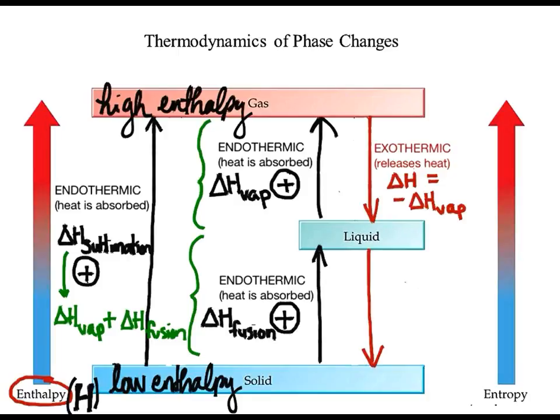And then, of course, the heat of freezing, again, we don't really call it that, but it would also be exothermic with a negative delta H, and it would be equal in magnitude and opposite in sign of the heat of fusion.